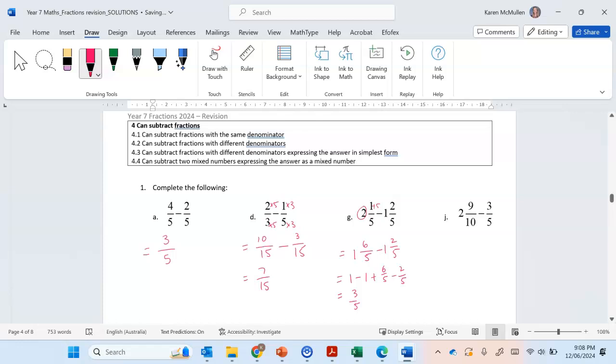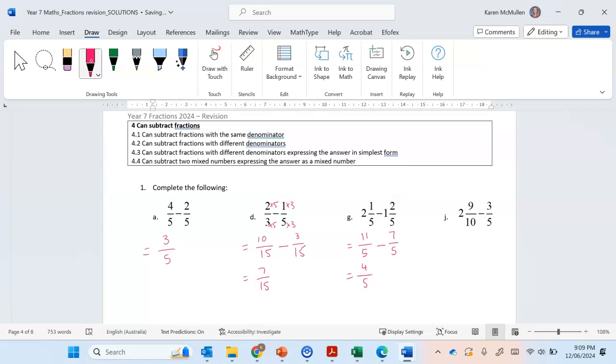But if that was a little bit too confusing, then just change them to improper fractions. So we're going to do that. All right, and I'm not saying there's anything wrong with that method. It's just I think some of you might have a little bit of trouble understanding it. So let's convert it to an improper fraction. Keep the denominator the same. So 2 times 5 plus 1 is 11, and 1 times 5 plus 2 is 7. So keeping your denominator the same, 11 minus 7 is 4. So we can get our 4/5 that way as well.